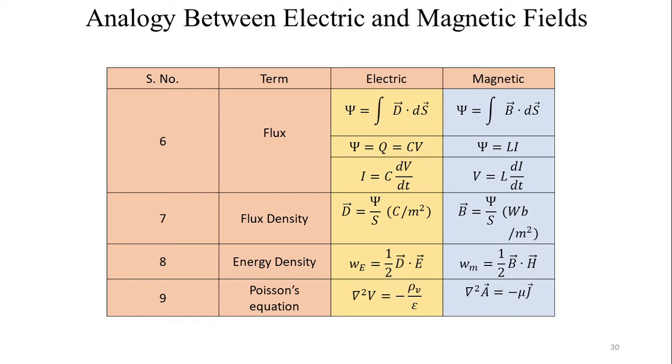From that you can get current I is C dV by dt, and V is L dI by dt. Flux density D vector is psi by S, or flux density B vector is psi by S. Energy density is half DE in the electric field and half BH in the magnetic field. Poisson's equation is del square V equals minus rho V by epsilon in the electric field, and in the magnetic field it is del square A equals minus mu J.